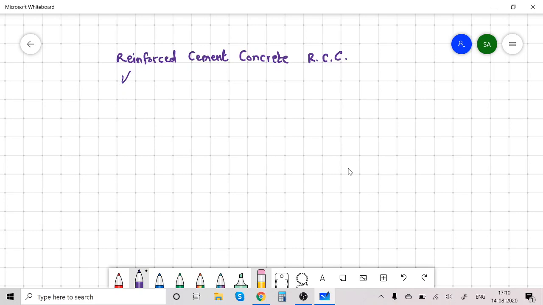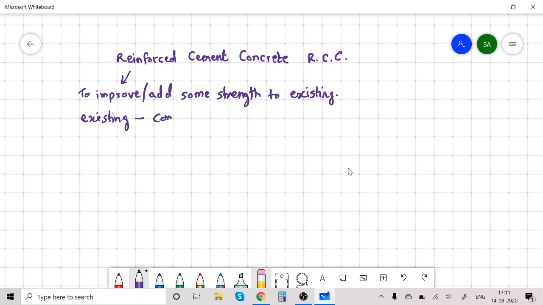Now, the meaning of reinforcement is to improve, or to add some strength to the existing. Here, the existing is the compressive strength of concrete.